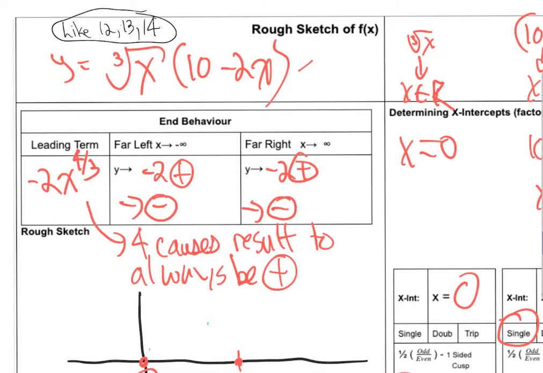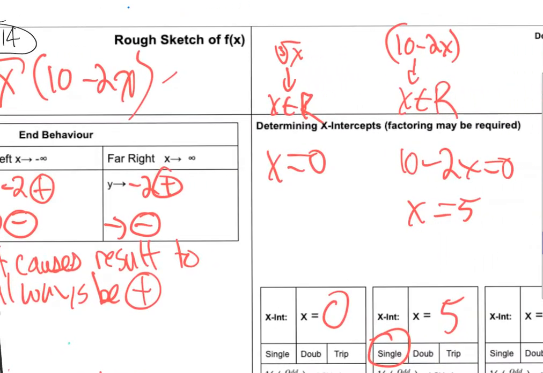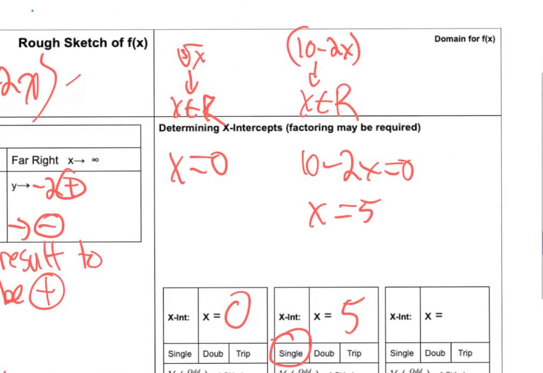Cube root of x multiplied by 10 minus 2x. This one is very similar to all of 12, 13, and 14, and it's already in factored form, which is kind of nice. So let's take a look at that. Start with our domain, like we have every other time.